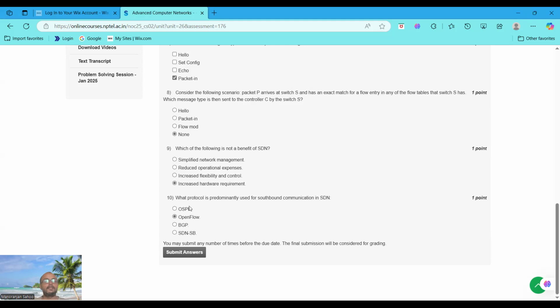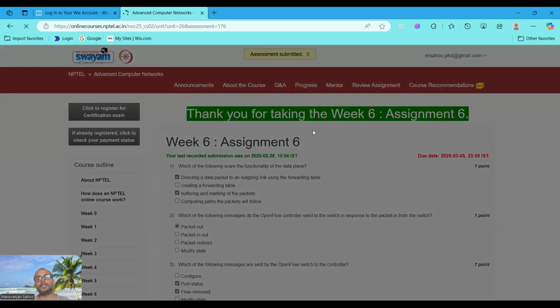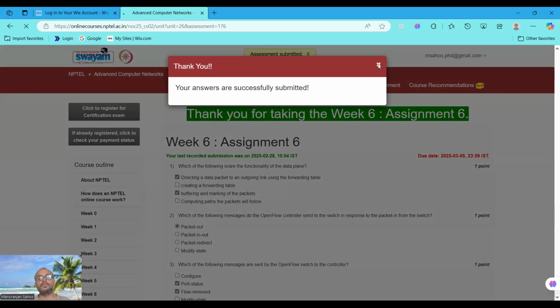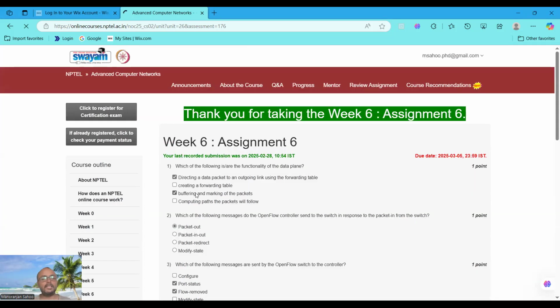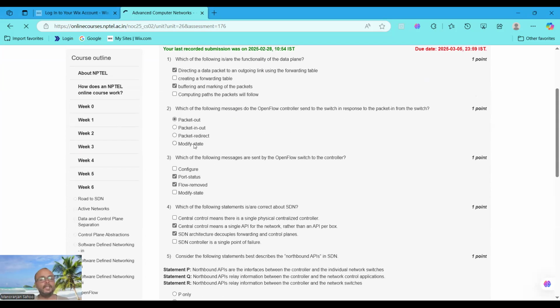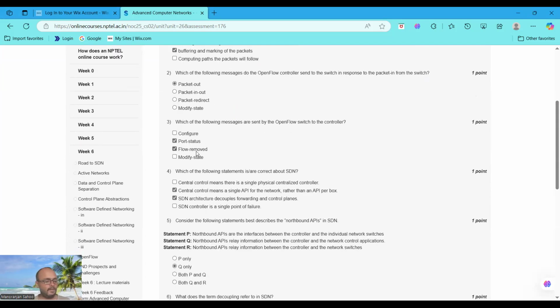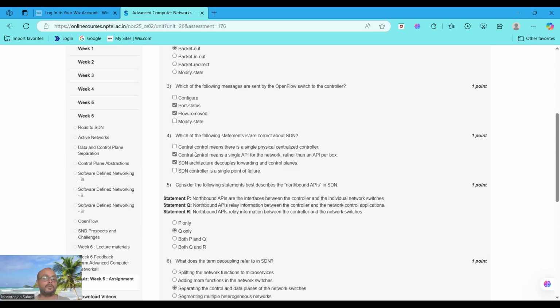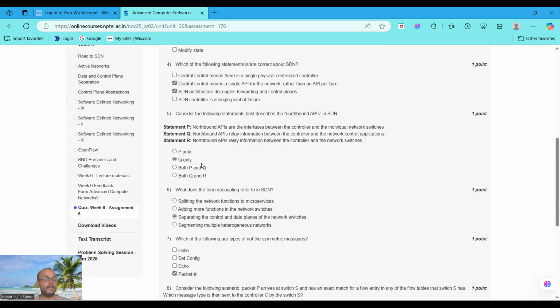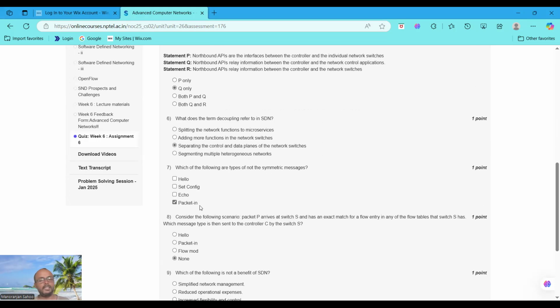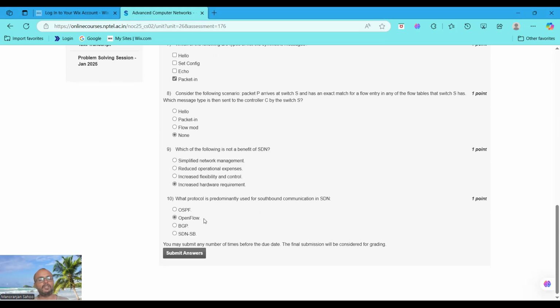So now we're going to submit the answers of these questions, guys. You can see: thank you for taking the week 6 assignment 6. Your answer has successfully been submitted. Question number 1 B and C, question number 2 only A, question number 3 B and C, question number 4 B and C, question number 5 Q only, question number 6 C only, question number 7 D only, question number 8 D only, question number 9 D only, question number 10 B only.